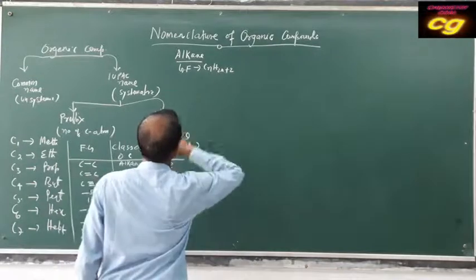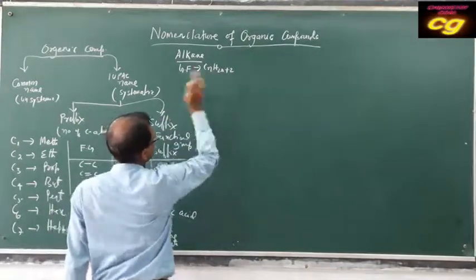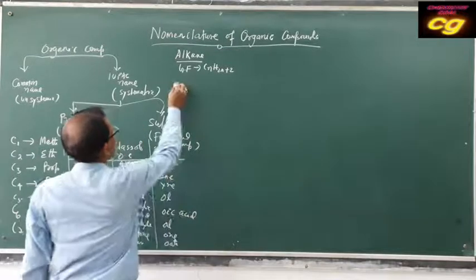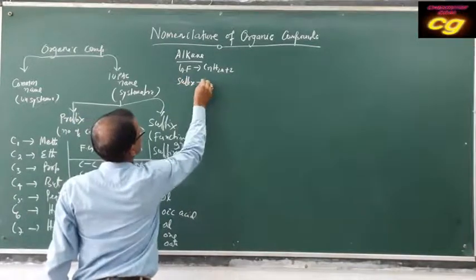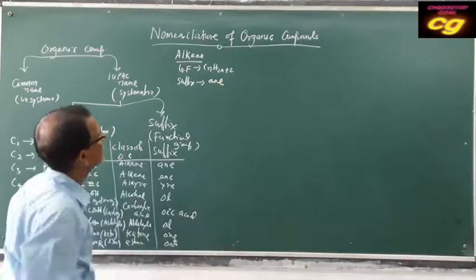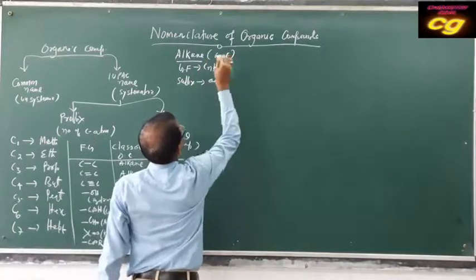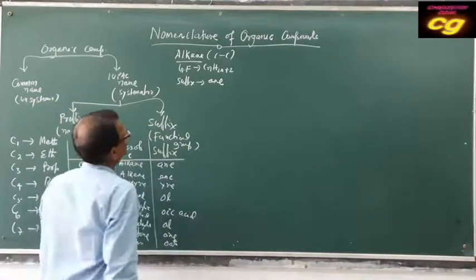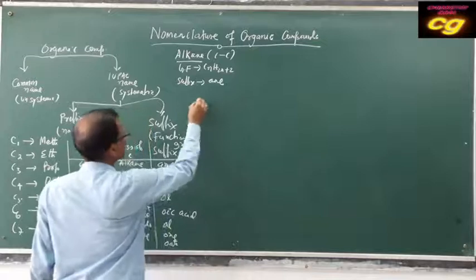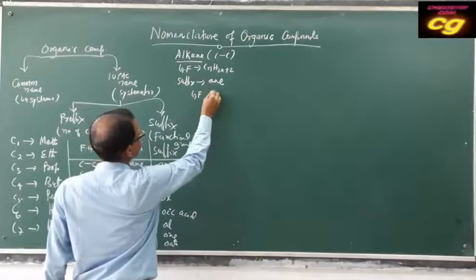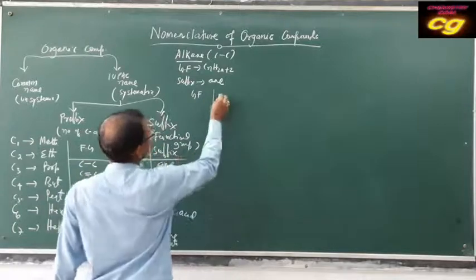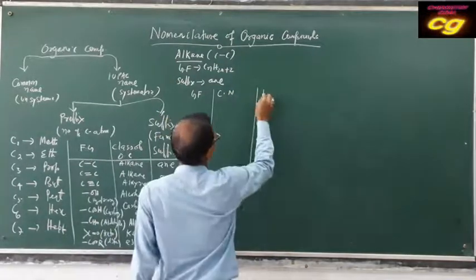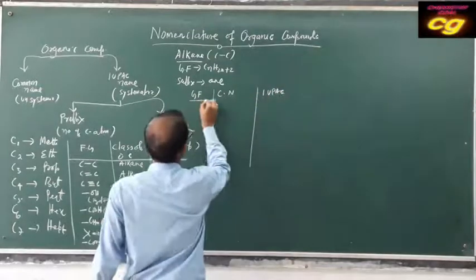So the general formula CnH2n+2 means that if carbon is n, hydrogen will be 2n+2. This is alkane, and the suffix is ane. Carbon single bond indicates alkane. You can make one table: general formula, then common name, then IUPAC name. You will practice this.